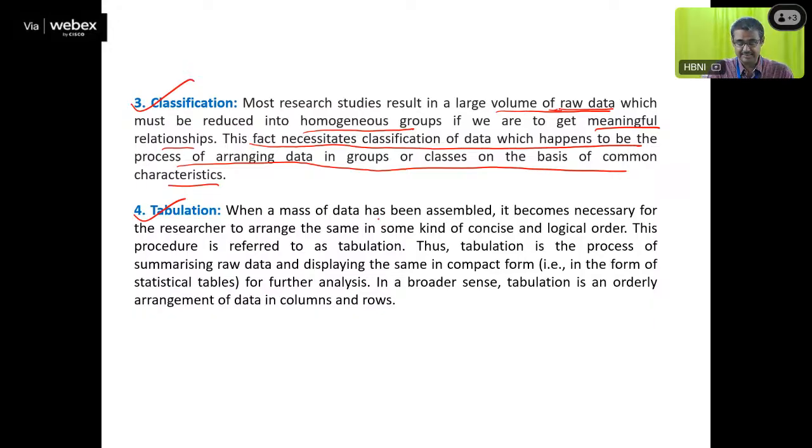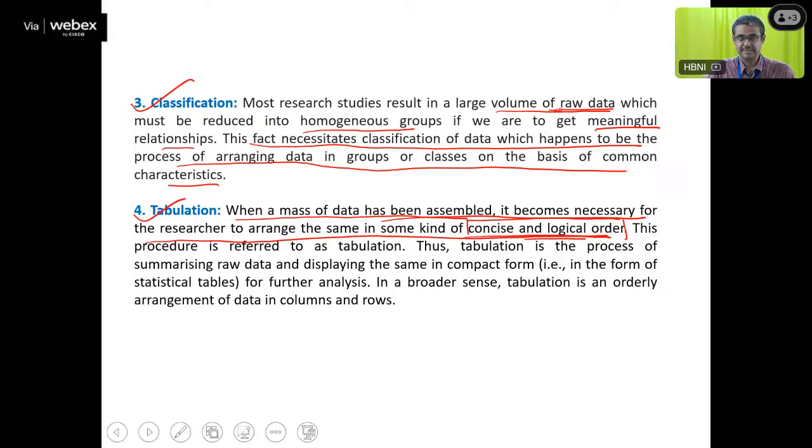When the mass of data has been assembled, it becomes necessary for the researcher to arrange the same in some kind of concise and logical order. This procedure is referred to as tabulation. So what is tabulation? Ordering your data into an arrangement in a concise and logical way is nothing but tabulation.